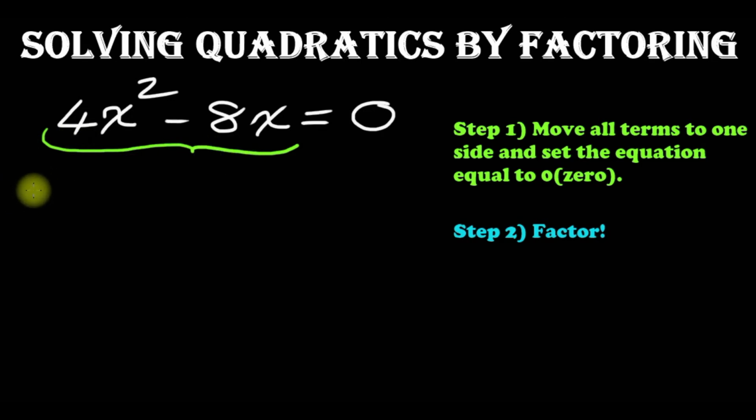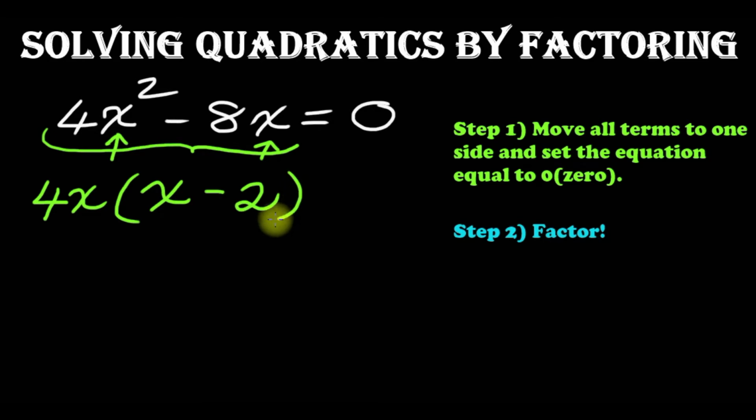4 is the biggest number that can go into 4 and 8, so we're going to pull a 4 out. And they both have at least an x, so you've got x squared and then you have an x. We're going to pull out an x. 4x is your greatest common factor. We pulled it out. So when we pull it out, 4x goes into 4x squared, you're left with x. 4x goes into 8x is 2. And then equals 0.